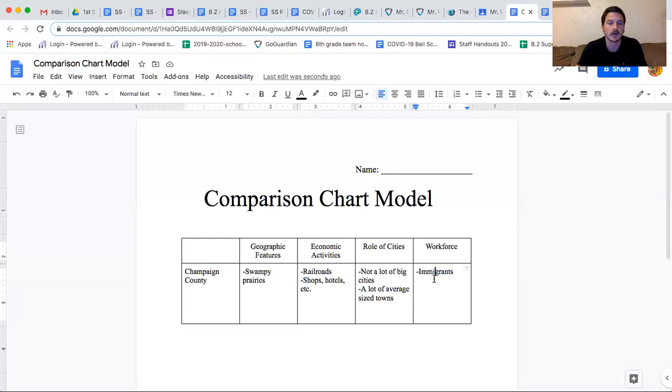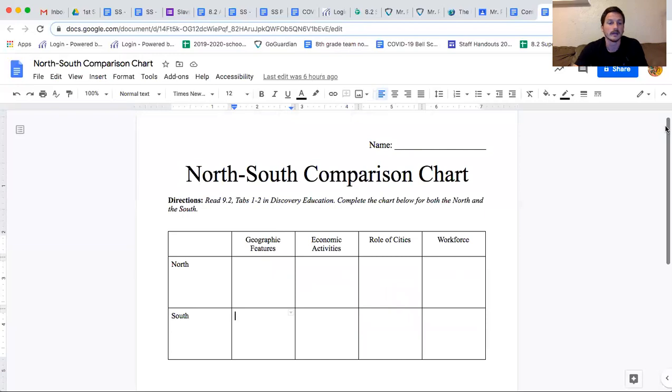And that's the assignment, right? Like I said, you'll have more than what I put because the textbook goes into more detail, but otherwise that's how it works. So again, don't forget to use 9.2 tabs 1 through 2 in Discovery Ed, complete the whole assignment, and just be looking for how the cause and effect plays out through each aspect.